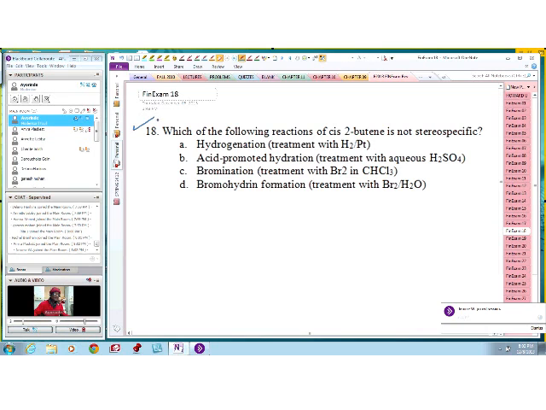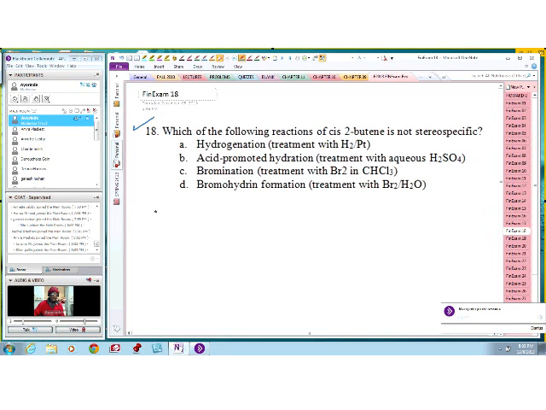Okay, America, can you go ahead and read this question? Which one of the following reactions of cis-2-butene is not stereospecific? A. Hydrogenation, treatment with hydrogen over platinum metal. B. Acid-promoted hydration, treatment with aqueous sulfuric acid. C. Bromination, treatment with bromine gas and CHCl3. And D. Bromohydrin formation, treatment with bromine gas over water.